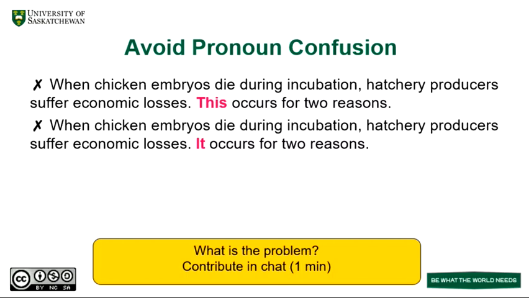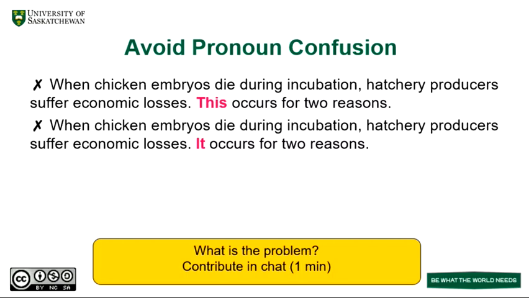So if we were to read through these examples, we might ask ourselves, is a problem emerging here? What is the problem? Our first example reads as follows. When chicken embryos die during incubation, hatchery producers suffer economic losses. This occurs for two reasons.